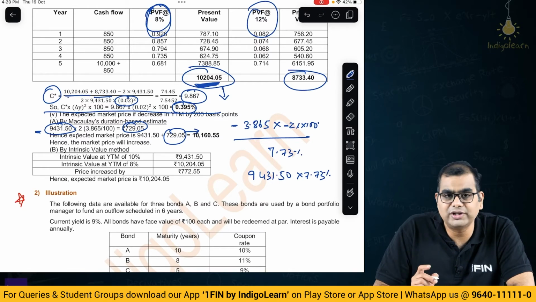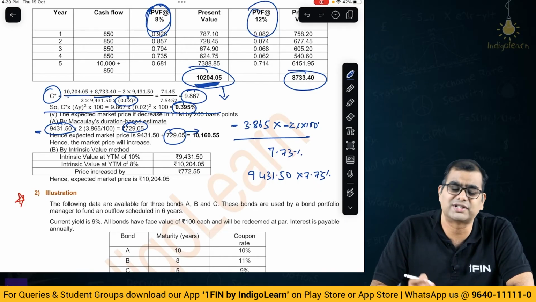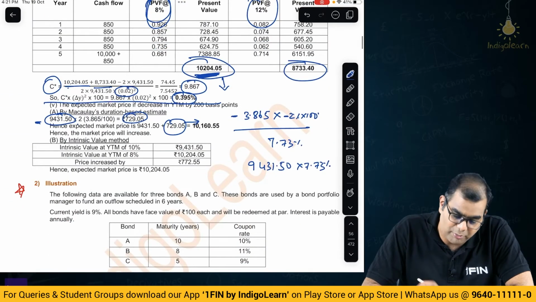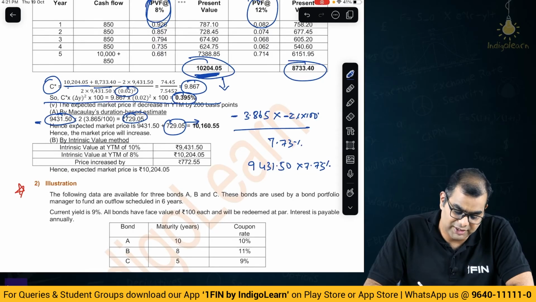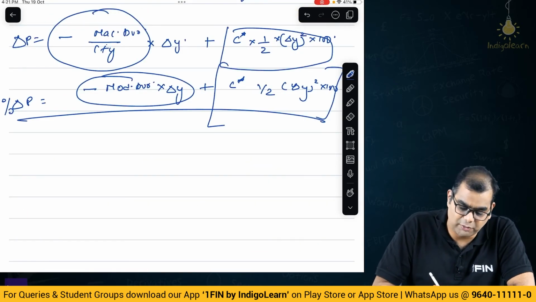However, we have taken only the duration impact. What about the impact of convexity? We have not taken it because they have not asked in the question. If they ask in the question, what will you do? You already have the convexity value. What is the convexity value here? We have found out a convexity value, 0.395%. So what is the formula for convexity related stuff? Here is the formula. You've already got convexity of 0.395.